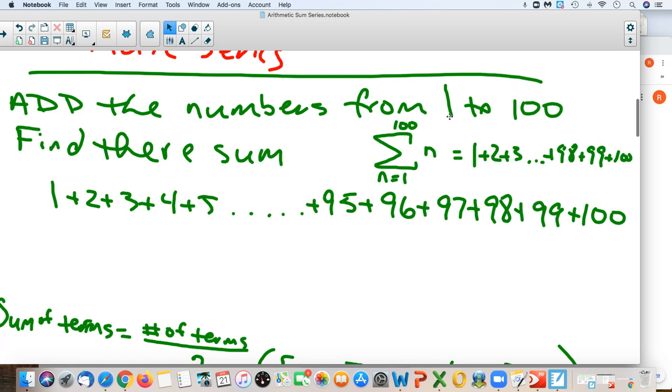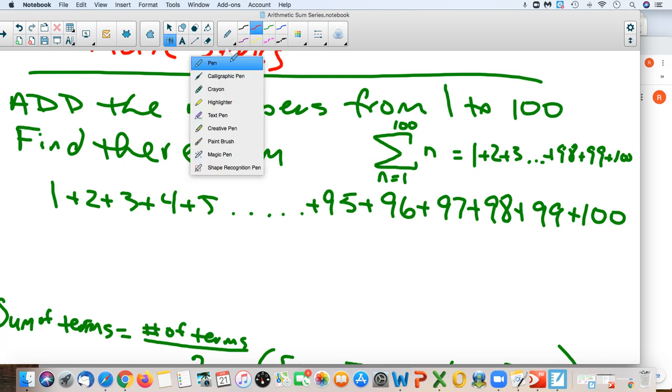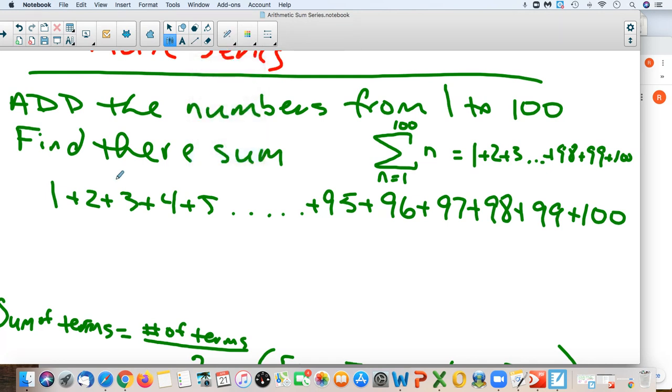We're going to add the numbers from 1 to 100. I want you to find their sum. So, in other words, in order to add the numbers from 1 to 100, we're going to take the number 1 plus the next number, 2. So we're up to 3, plus the next number 3. That would give us 6, plus the next number 4. And we want to add them. We put dot, dot, dot, and then we're going to get to 95, 96, 97, 98, 99, 100.